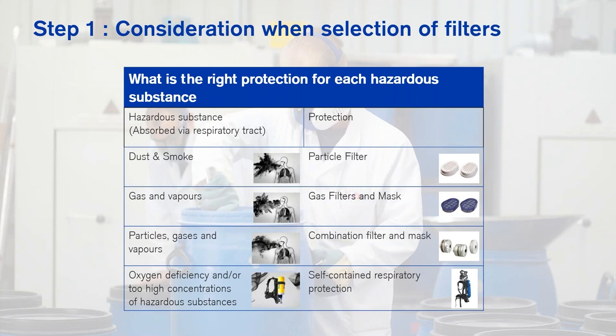So if you look at the table provided here, we classify the hazardous substances between dust and smoke, which can be filtered through particle filters, followed by gases and vapors. You have to use gas filters. So if you have a work situation that contains particles, gases, and vapors, you will need to use a combination of both particle filters and gas filters.